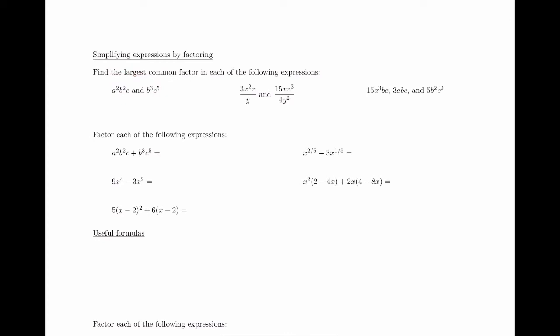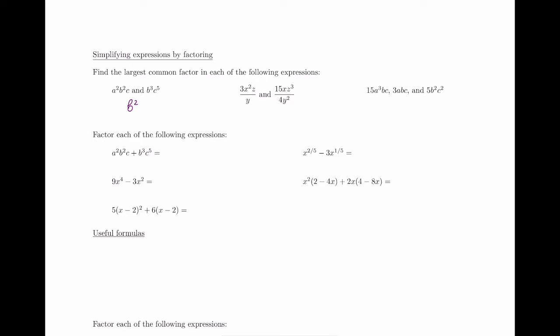a squared b squared c and b cubed c to the fifth. I'm going to go through each variable one at a time to see what it is that these two things have in common. So in terms of a, there are two factors of a here, a squared, but there's no a's here, which means that the two terms have no a in common. In terms of b's, there's b squared here and b cubed here, so that means that in common they have two factors of b, or b squared.